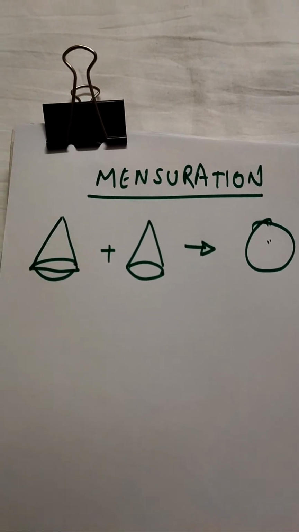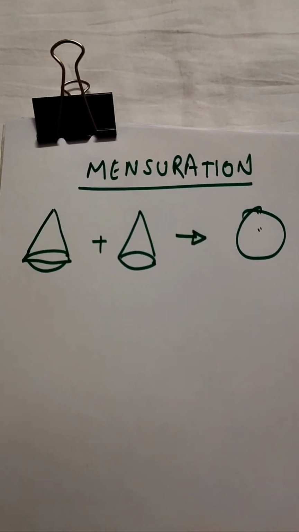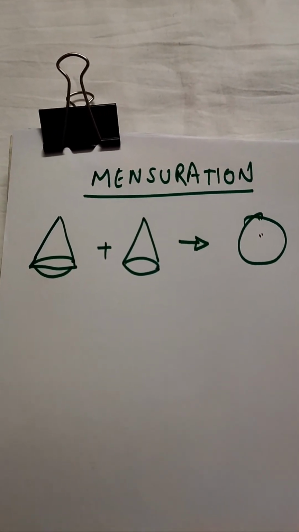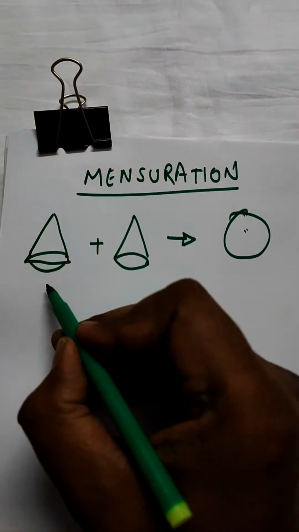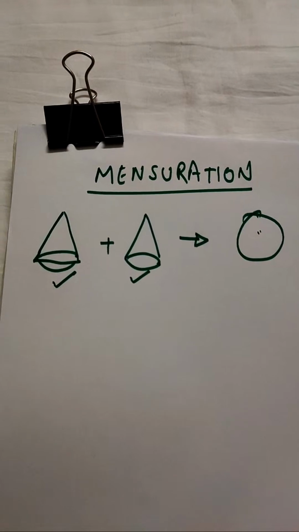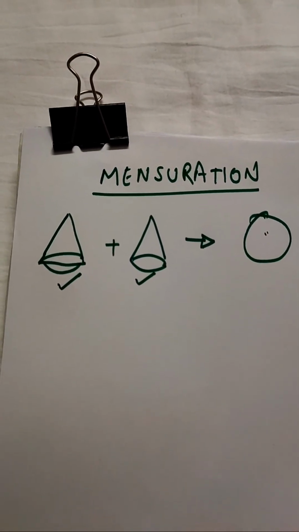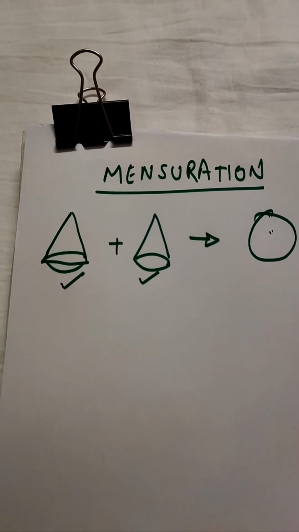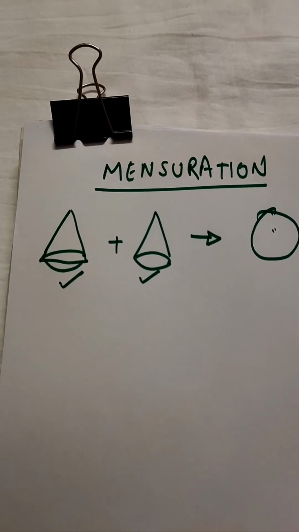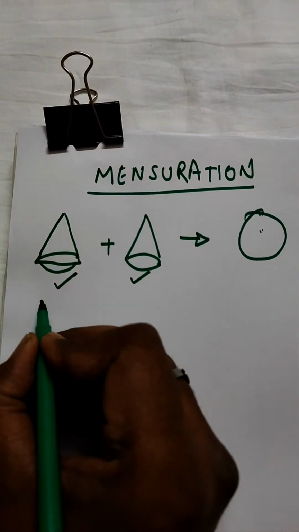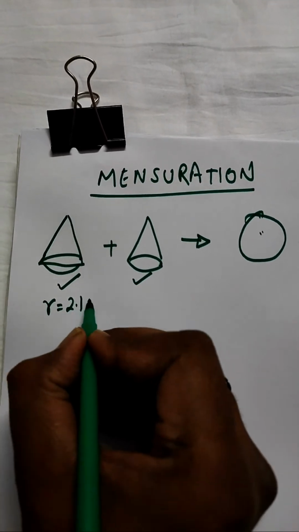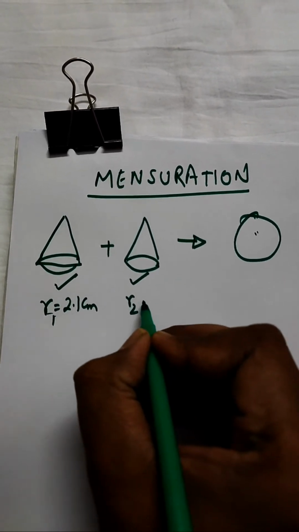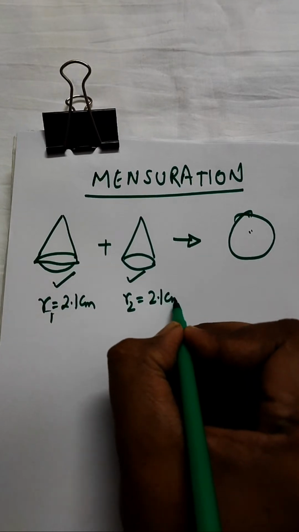So we have a few details with us. What are those details? Let us understand. We have been provided with two things. The radius of both the cones is the same, that is 2.1 centimeter. So we can say R1 and R2 are both 2.1 centimeter.